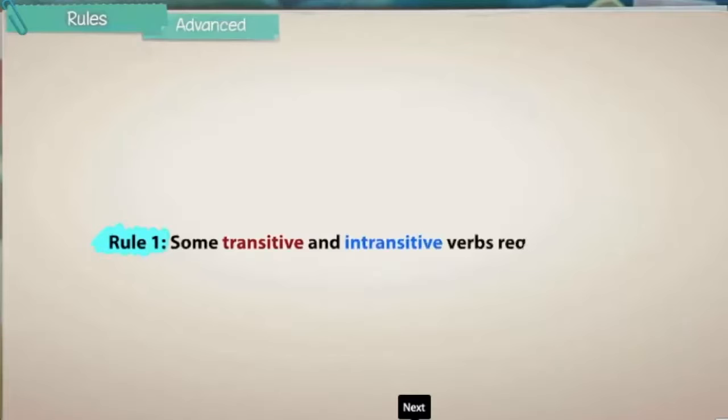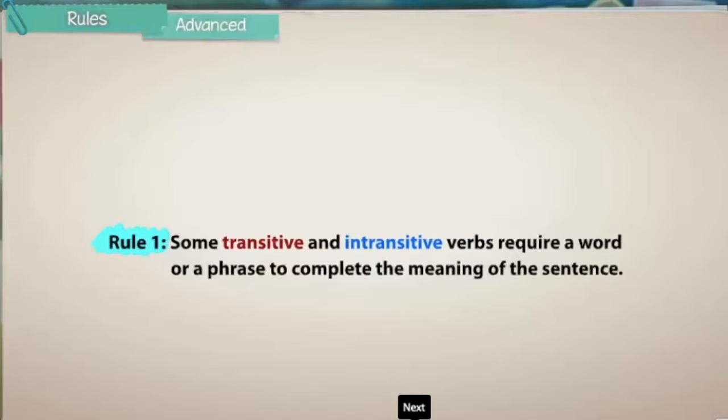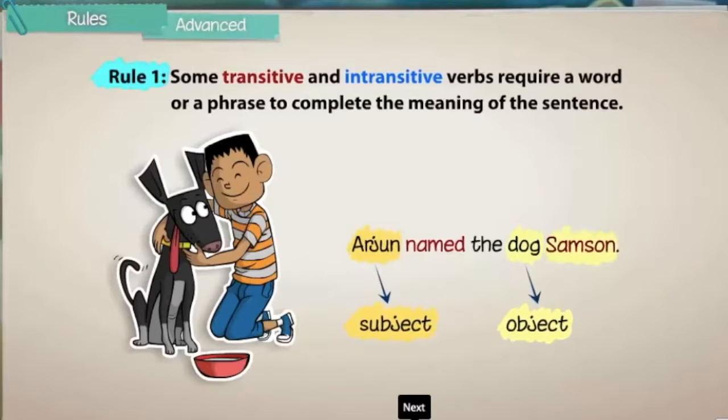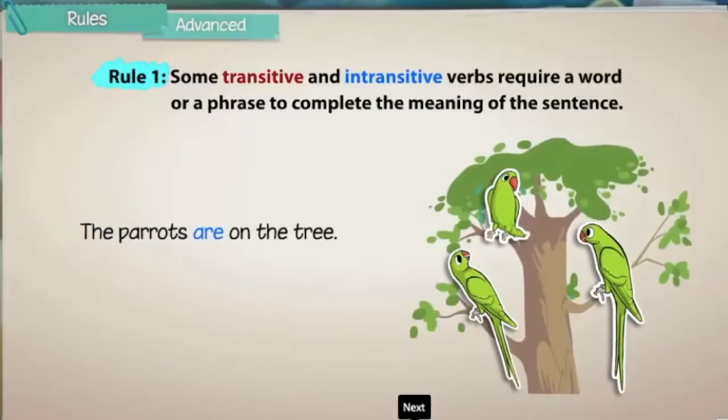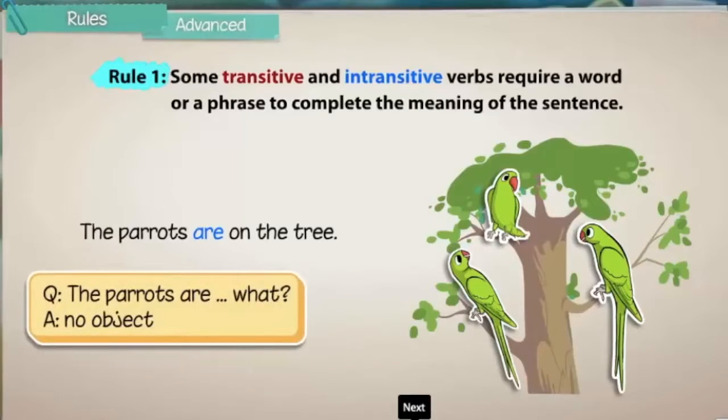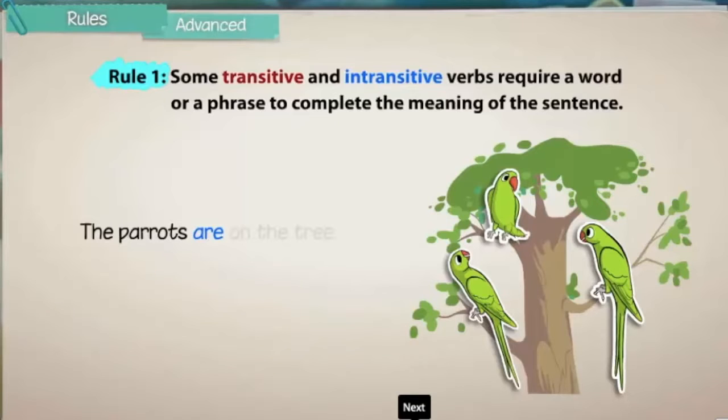Some transitive and intransitive verbs require a word or a phrase to complete the meaning of the sentence. Arjun named the dog. Arjun is the subject, named is the verb, and dog is the object. Arjun named the dog Samson. Samson is the complement. The parrots are on the tree. The parrots are what? No object. So, are is an intransitive verb.